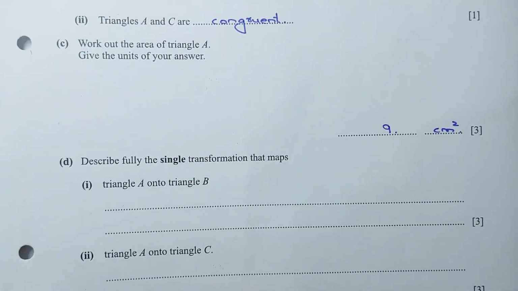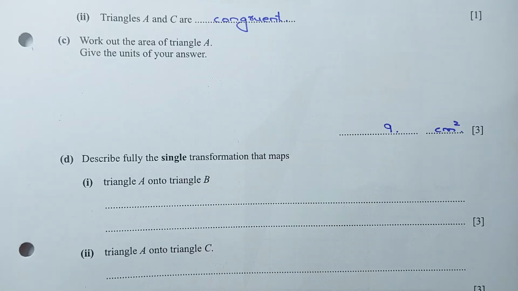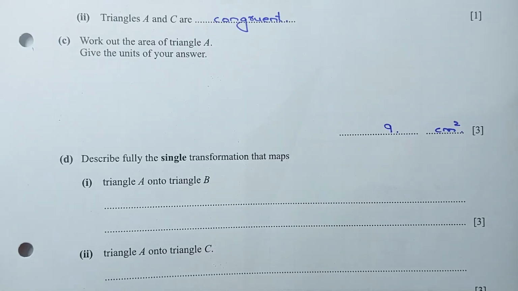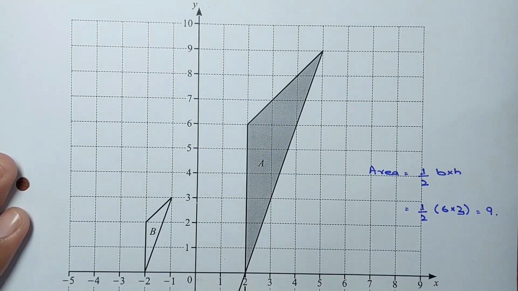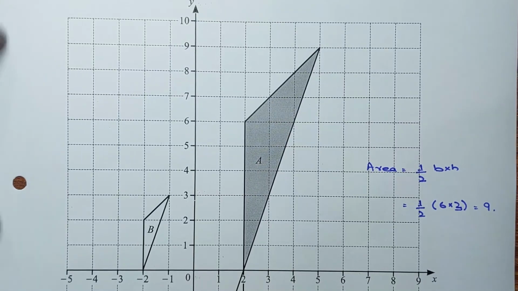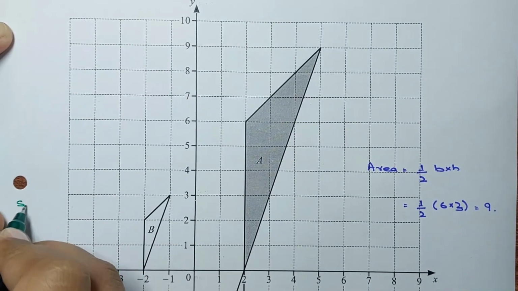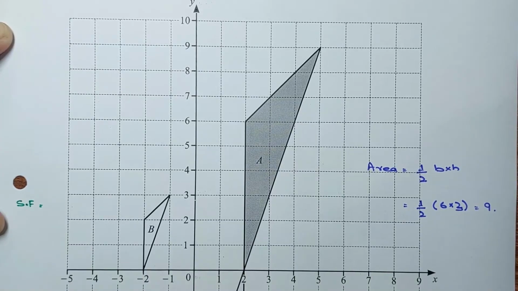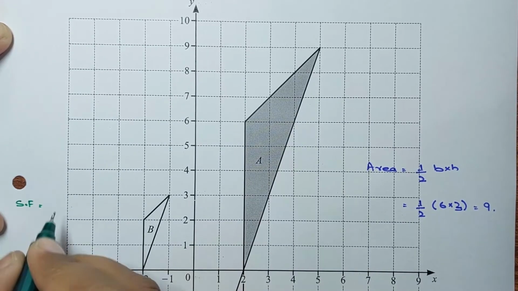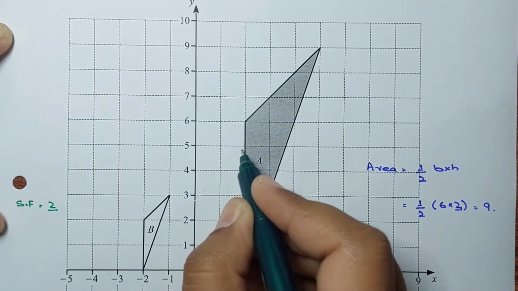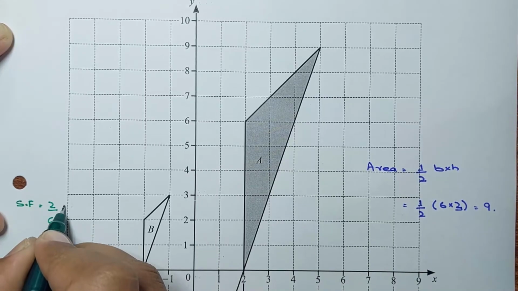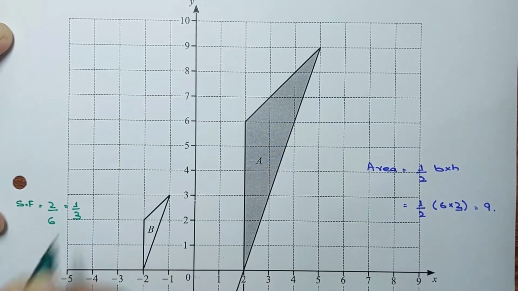Now for part D, describe fully the single transformation that maps triangle A onto triangle B. A onto B, this is obvious. This is an enlargement. We have to find the scale factor of enlargement and the center of enlargement. To find the scale factor, we have to use the formula. The new shape is 2 units over the original one, which is 6 units. So 2 by 6 is 1 by 3. The scale factor is 1 by 3.